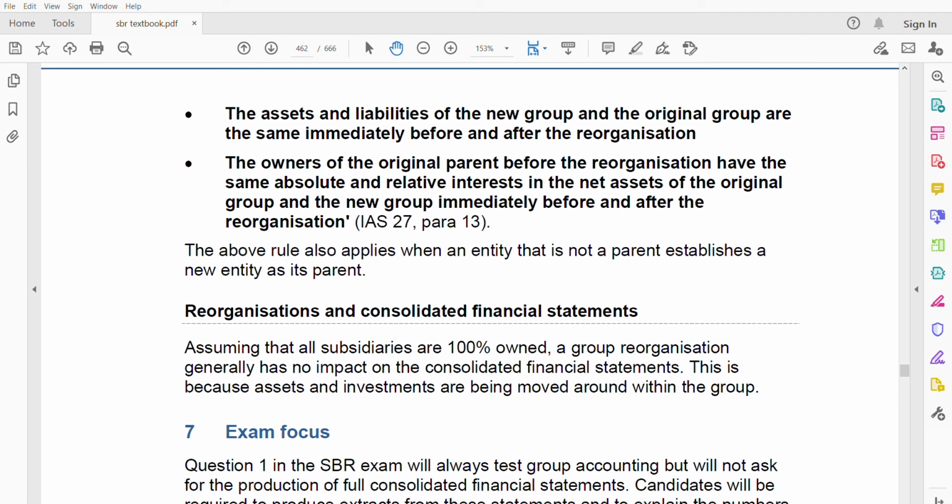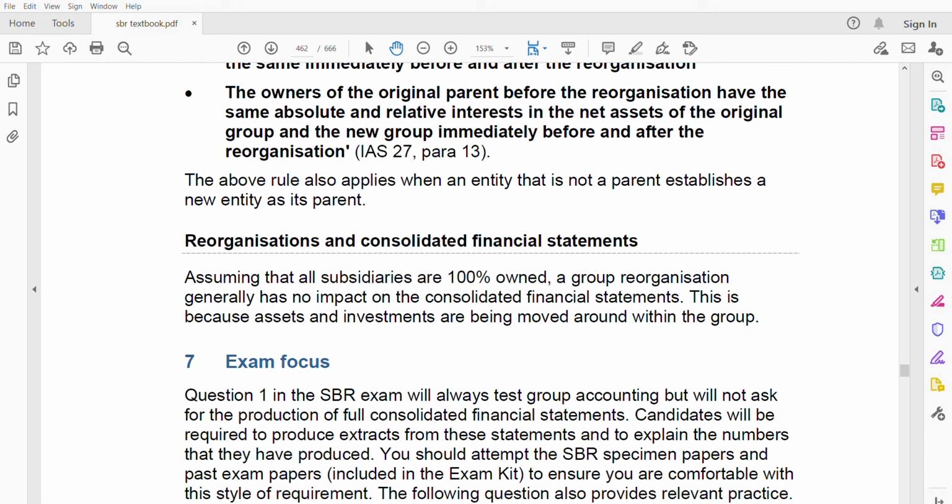So the above rule also applies when an entity that is not a parent establishes a new entity as its parent. Okay, still you can apply. Now coming to the consolidated financial statements. Assuming that all subsidiaries are 100% owned, a group reorganization generally has no impact. Okay, it has no impact on the consolidated financial statements. This is what you have to remember.